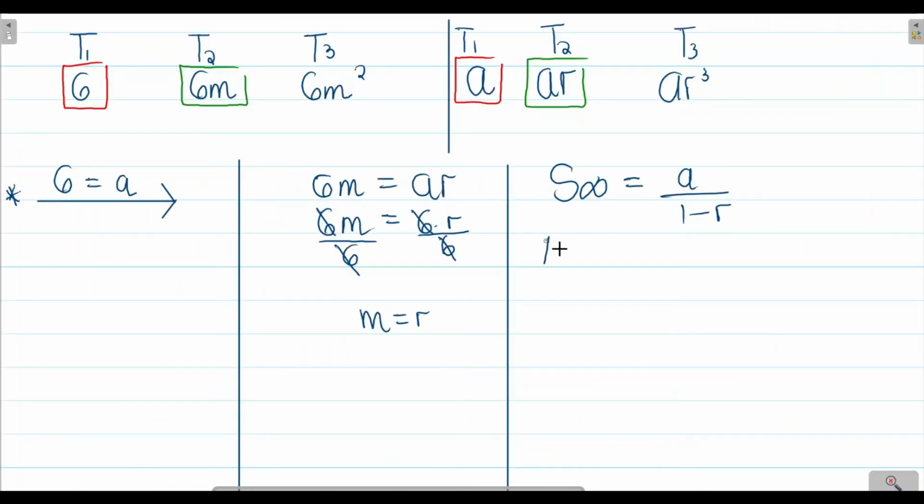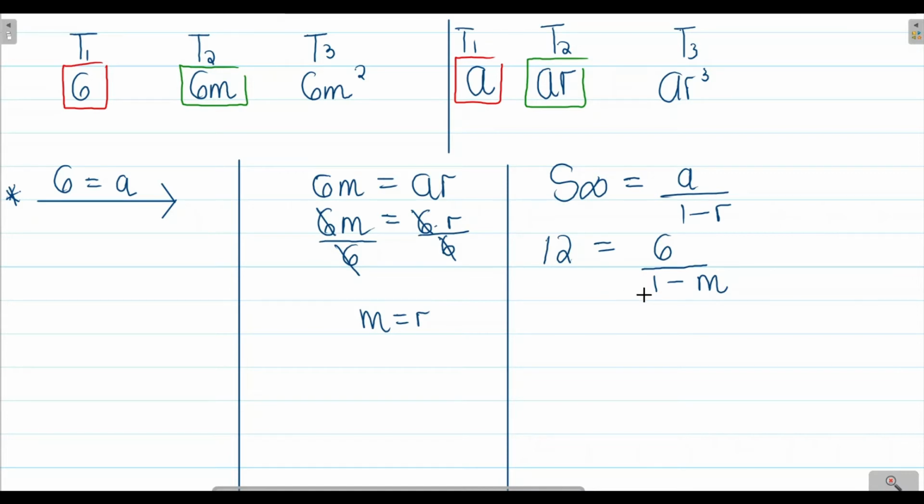Okay, so that is 12, which is equal to, what is our A? Our A is equal to 6. And 1 minus, what is our R? Your R is equal to M, right? And you simply solve this equation for M.